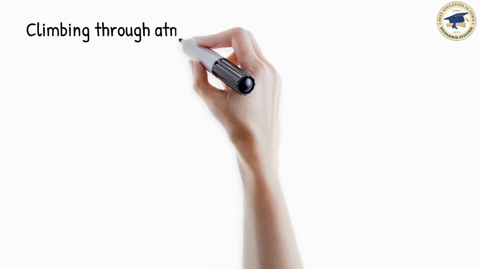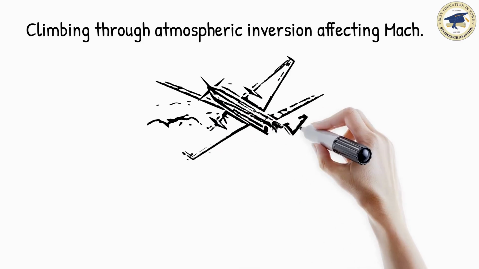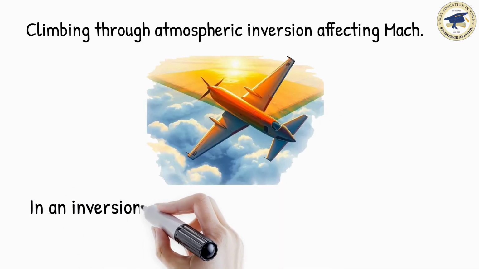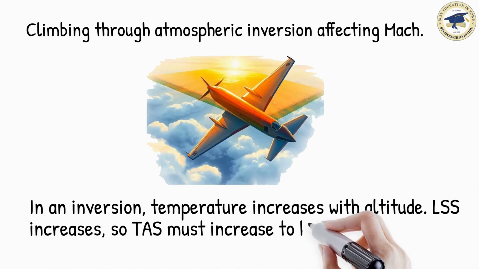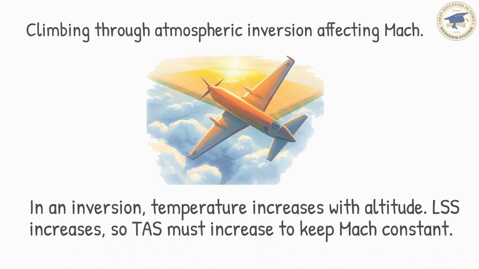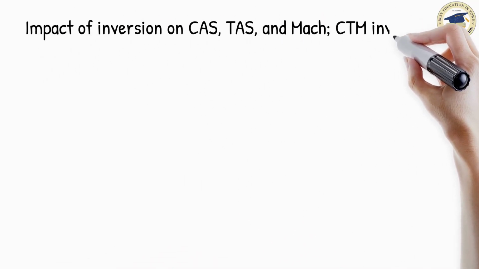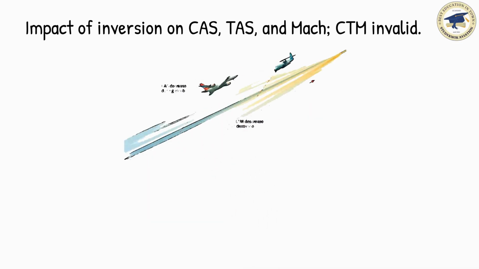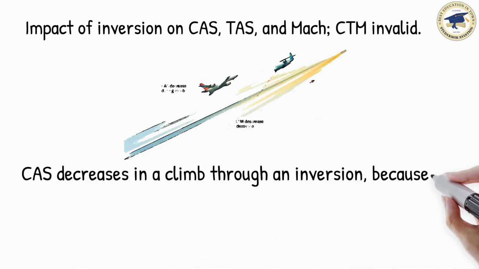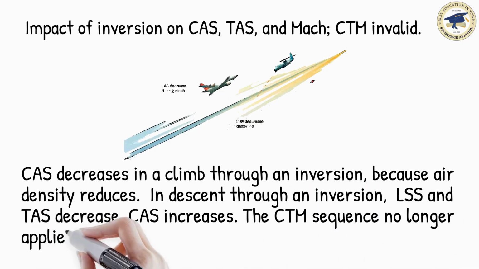What happens if the atmosphere does not follow ISA? Let's climb through an inversion. In an inversion, temperature increases with altitude. LSS increases, so TAS must increase to keep Mach constant. CAS decreases in a climb through an inversion because air density reduces. In descent through an inversion, LSS and TAS decrease, CAS increases. The CTM sequence no longer applies.